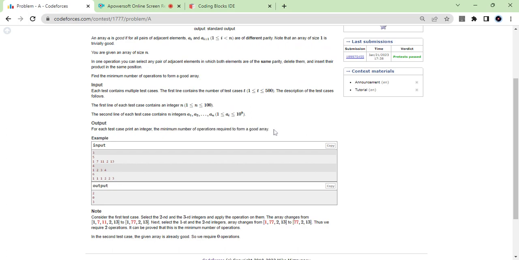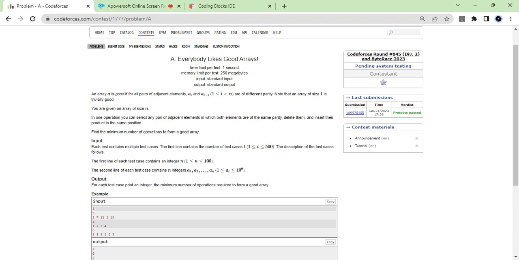Okay, so this was a pretty observation based problem. Let me tell you what the observation was. It's a simple, direct, straightforward question. You have been given an array, and you have to tell the minimum number of operations required to form a good array. What is a good array? A good array is one in which all adjacent elements have different parity, and no two adjacent elements have equal parity. So that's a good array.